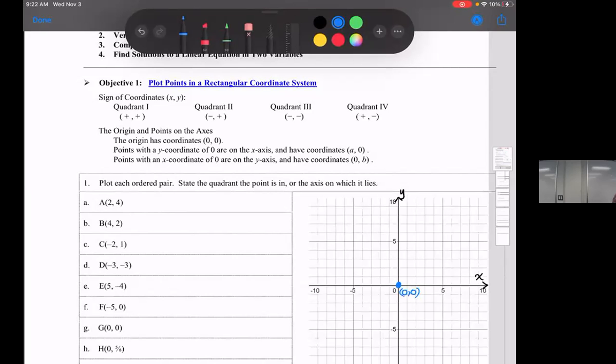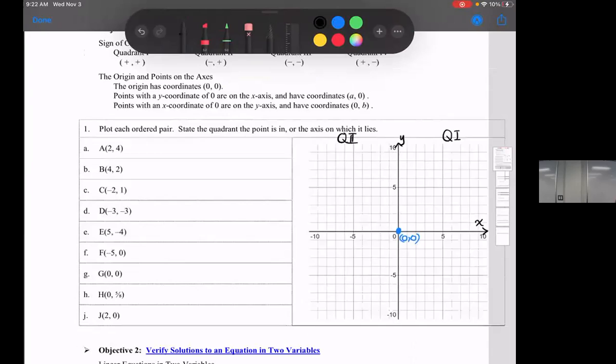And we have 4 quadrants. The first quadrant is quadrant 1, which I'm going to denote Q1. Then we go counterclockwise, so it will be quadrant 2. Let me move this down a little bit. This will be quadrant 3, and the last one is quadrant 4. So 0, 0 is my origin.